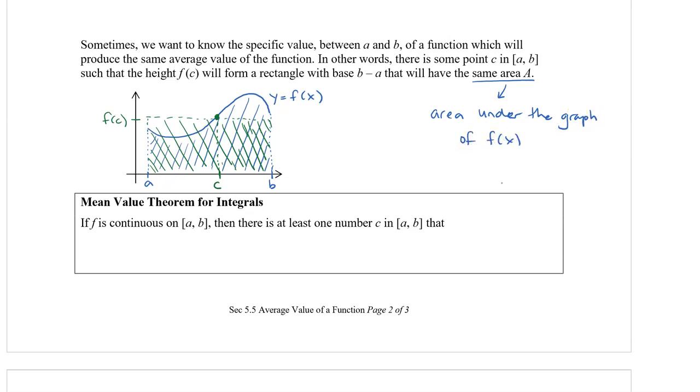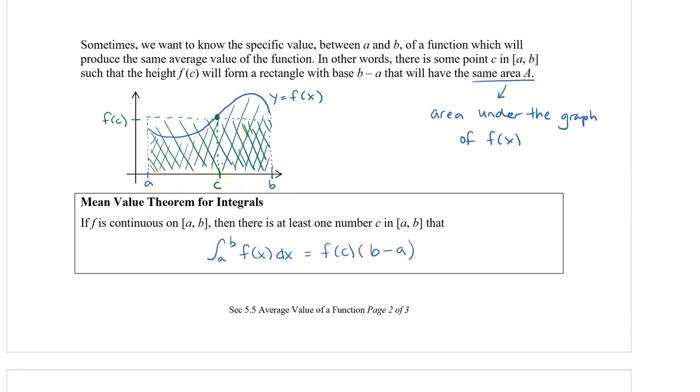of f of x. And this is called the mean value theorem, and this is for integrals. So if f is continuous on a to b, then there is at least one number c in a to b such that the integral from a to b of f of x dx, so that's the area under the curve, is equal to f of c, which is the height of the rectangle, multiplied by b minus a, which is the width of the rectangle.